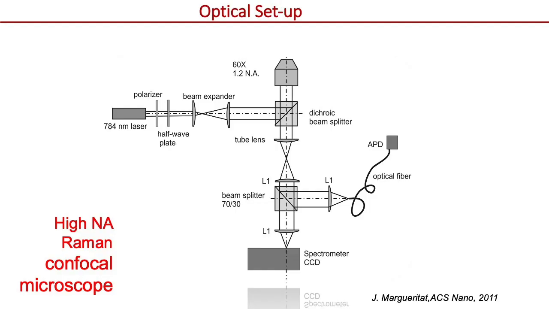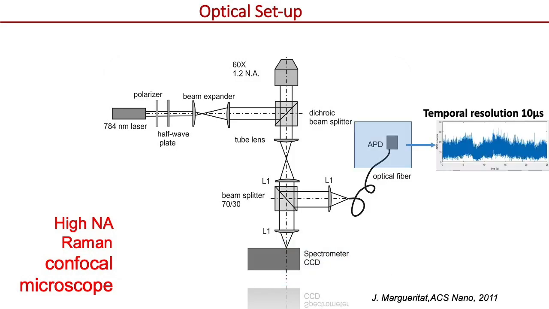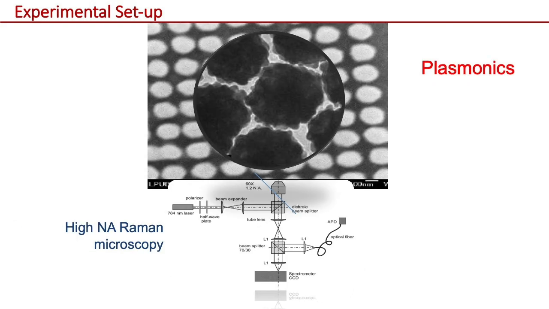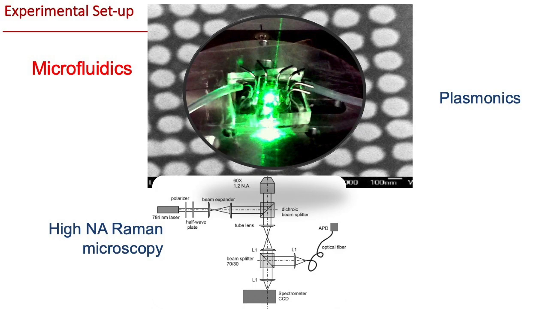Our SERS setup is based on a homemade confocal microscope. The excitation line is a 785 nanometer laser source, and we use a water immersion objective of high numerical aperture, 1.2. Two optical arms enable us to detect simultaneously the Raman spectra every 100 milliseconds and the Raman scattering using an avalanche photodiode every few microseconds. The plasmonic substrate is made, as you can see, of an assembly of close-packed gold nanoparticles of 100 nanometer diameter. A microfluidic PDMS cell is capping the plasmonic substrate. We use it to control the volume and the flow of biological reagent.